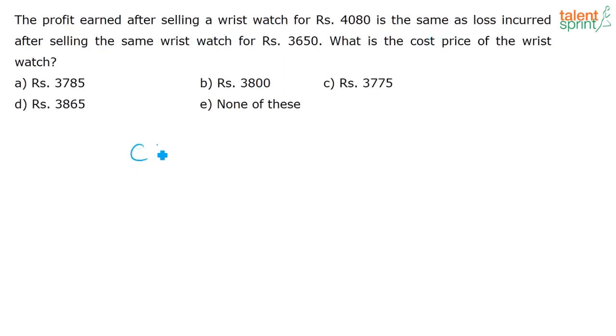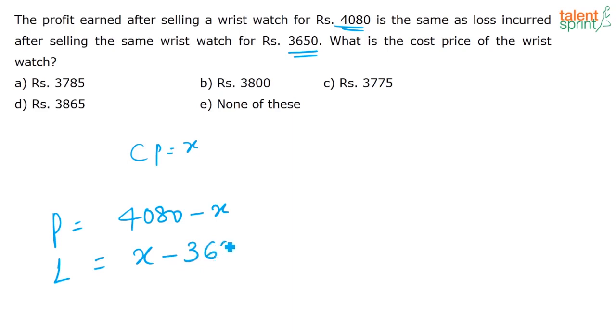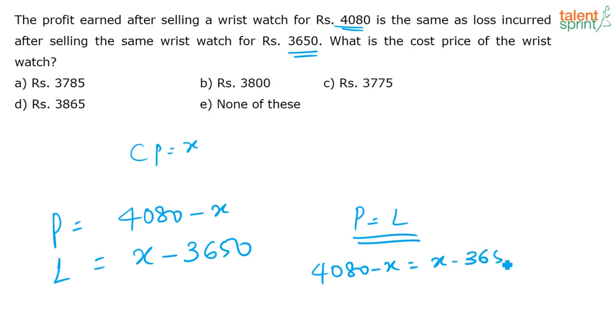So let me assume that the cost price of the article is X. So what is the profit that I get when I sell it for 4080? It is nothing but 4080 minus X. This is the profit that I get when I sell the watch for 4080, correct? Now if I sell the watch for 3650, what is the loss that I get? The loss that I make will be nothing but the cost price minus the price at which I am selling it, correct? That is my loss. What is given in the question? The profit is equal to the loss. Just equate these two. 4080 minus X is equal to X minus 3650.